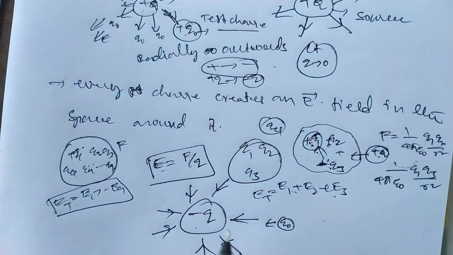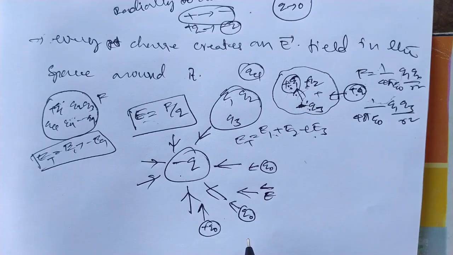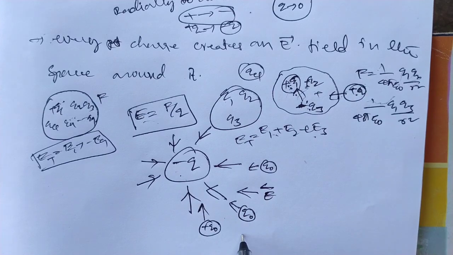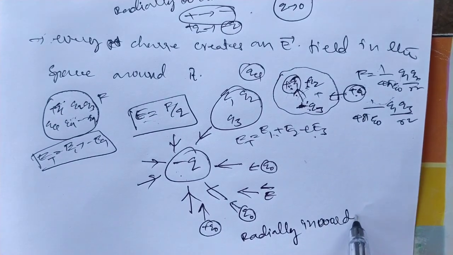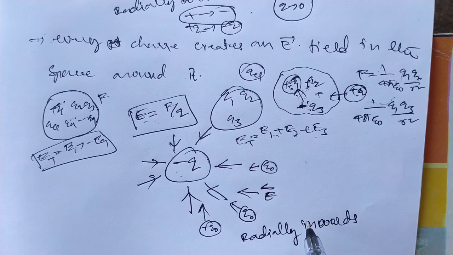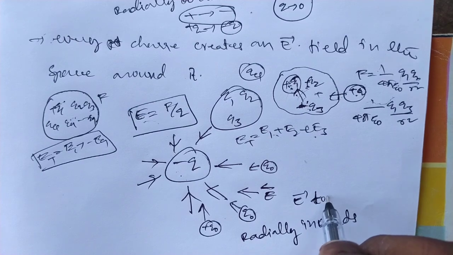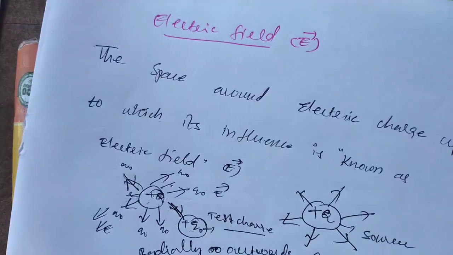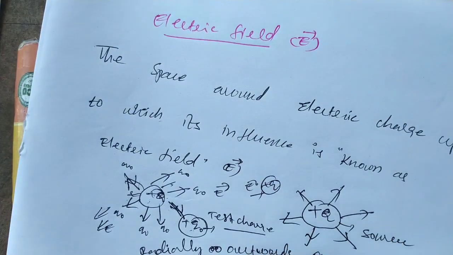Suppose the electric field direction is like this. When we have a minus q charge, the electric field is radially inward, that is, the electric field is towards minus q. Here, the electric field is away from plus q.